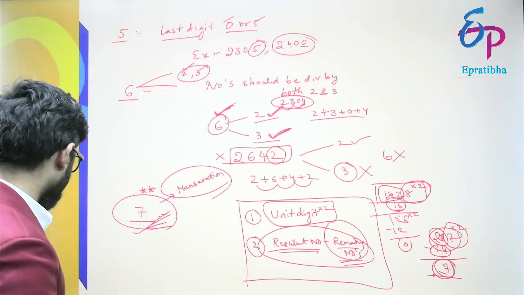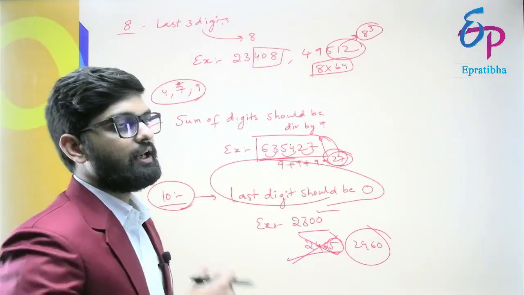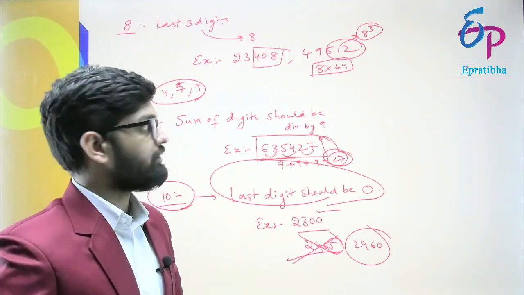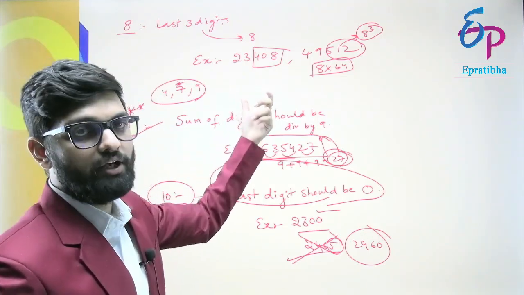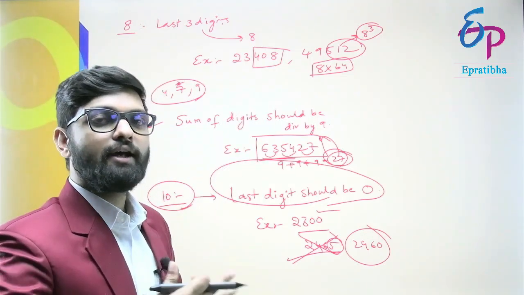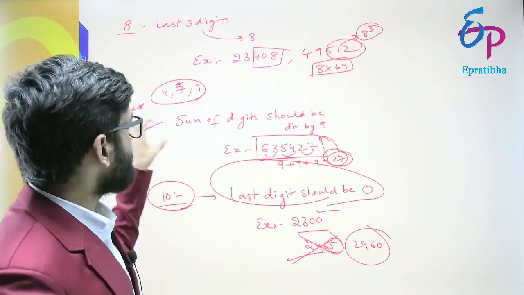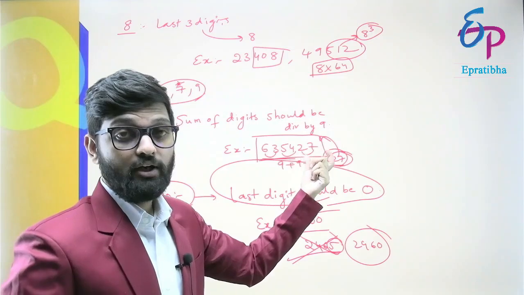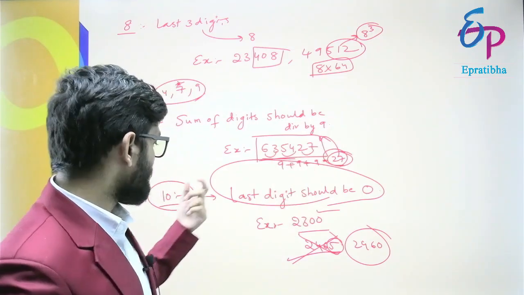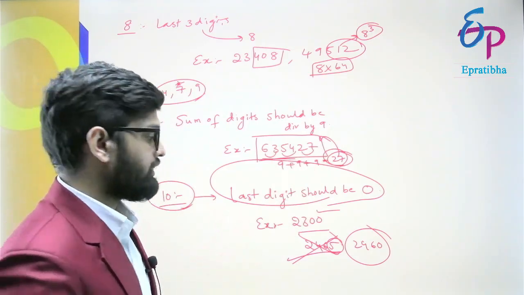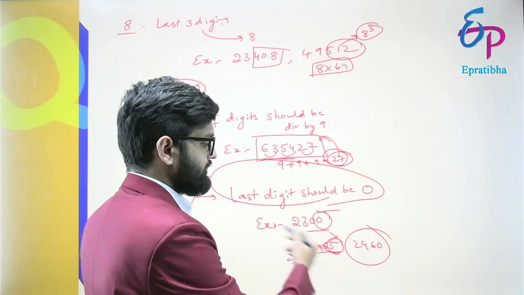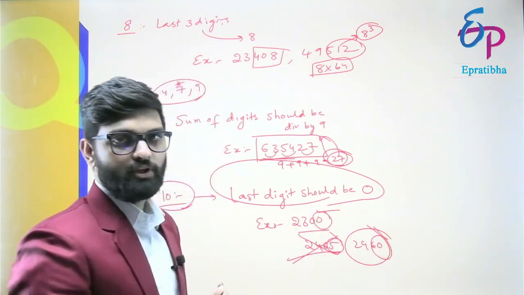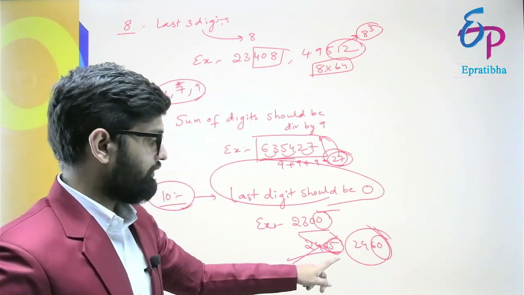Now how can you tell whether a number is divisible by 8? If the last three digits of a number are divisible by 8, then the entire number is divisible by 8. How can you tell whether a number is divisible by 9? This is very important. The sum of digits should be divisible by 9. How can you tell whether a number is divisible by 10 or not? The last digit should always be 0.